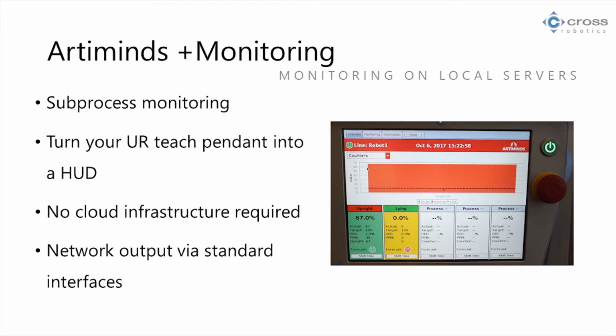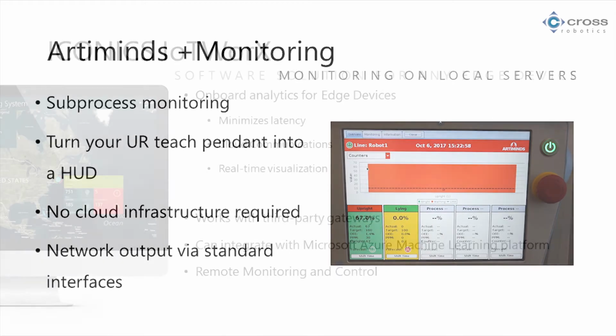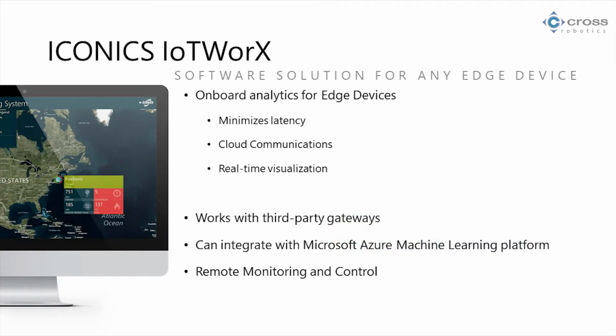So if there's any hesitation about using a cloud-based service and connecting to your process data, this could be a decent option. Iconics IoT Works, this is software. This isn't really plug and play. So this is software that works with all sorts of edge devices, right?